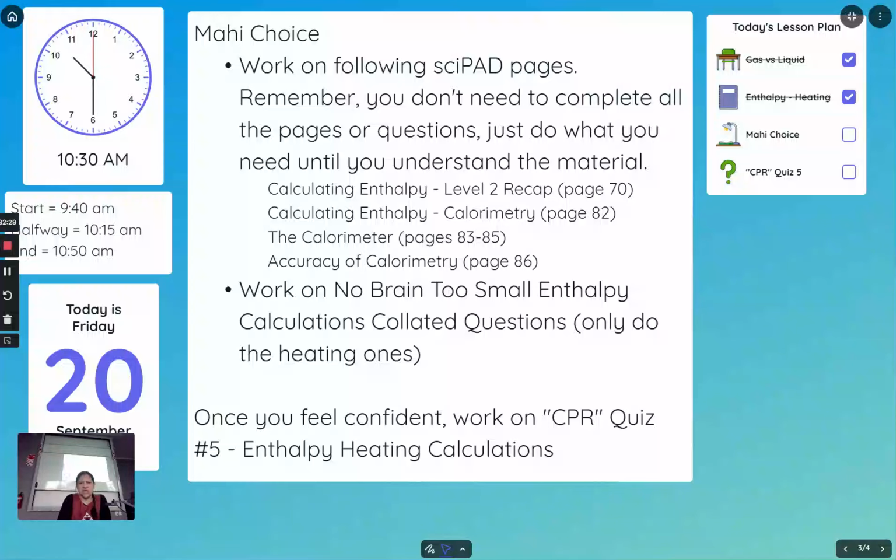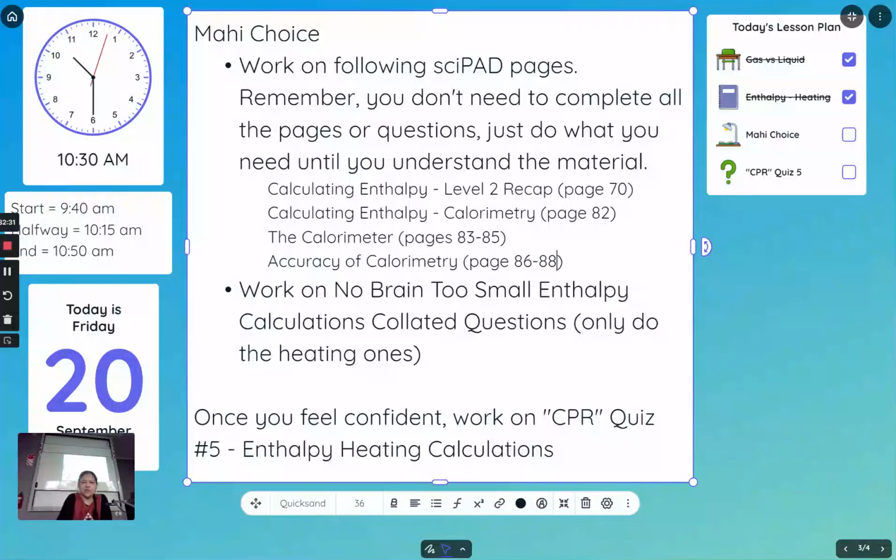I think that actually goes to 88. There's a mistake there. Other option is to work on your No Brain Too Small, which, like I said, it might be the better one. Just be mindful when you're looking at those No Brain Too Small questions that you're flicking your way through it to find the ones that are the heating questions, because I haven't done the other versions. But you can, in theory, do the other versions. They're more or less kind of the same kind of concept. You have to divide it into 2 types of reactions.